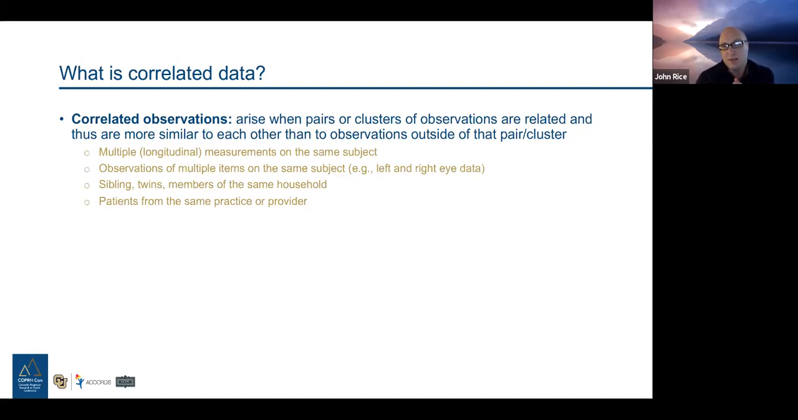Families are another example of clustering because you expect certain traits to be more similar within families than between families. And patients from the same practice or hospital or clinic or provider. That's another way clustering can occur: hierarchical clustering. There could be patients clustered within a provider, within a practice. So there's a lot of ways that this can come up.